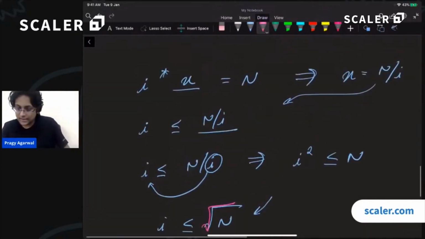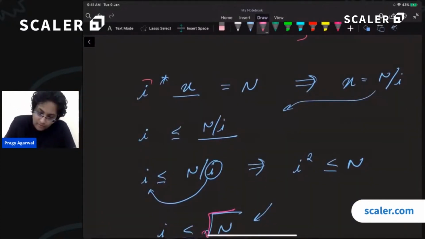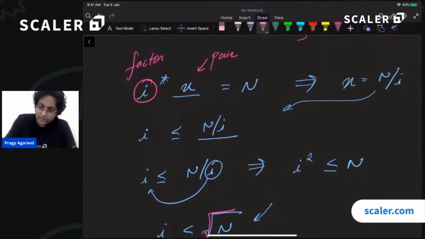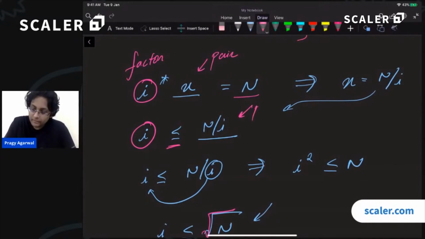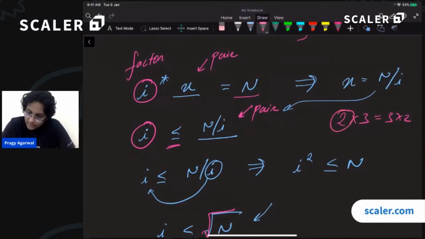All right. So once again, we are saying that we are looking for a factor I, such that its paired factor, when we multiply them, we get n. They are factors. Now we are also saying that we are going to make sure that this factor must be less than or equal to its pair, because if it is greater than its pair, then we are just repeating ourselves. Because 2 times 3 is the same as 3 times 2. So we only need to make sure that this number is smaller than this number. Otherwise, we will be repeating ourselves.